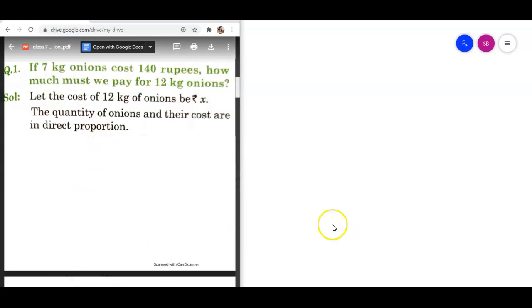So this is given to us. 7 kg onions is already given to us. 7 kg onions cost 140 rupees. And now we have to find out the cost for 12 kg of onions, which we have taken as X. Okay, so going ahead, we are going to cross multiply. I believe you all know what cross multiply is. 7 into X is equal to 12 into 140.